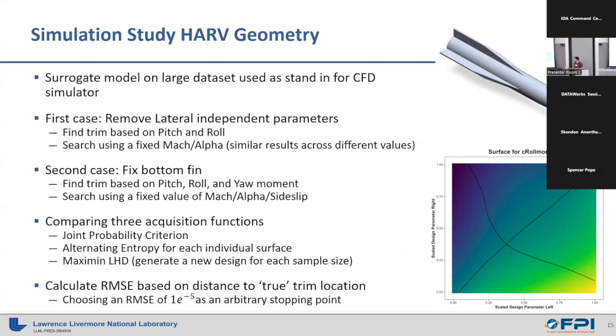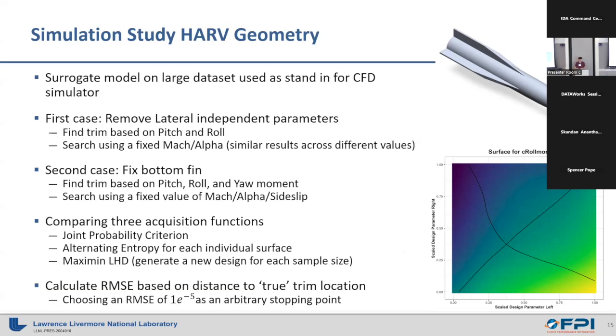Just to keep this a little simpler, we have three responses, pitch, roll, and yaw, and three inputs. So it's a slightly larger parameter space we're exploring. As far as the acquisition functions we wanted to compare it to, we use our joint probability criteria we're proposing. We're also looking at alternating the entropy. This would be just trying to find the contour values for each of the individual responses, and a max-min Latin hypercube design as sort of a control, using a space filling design.